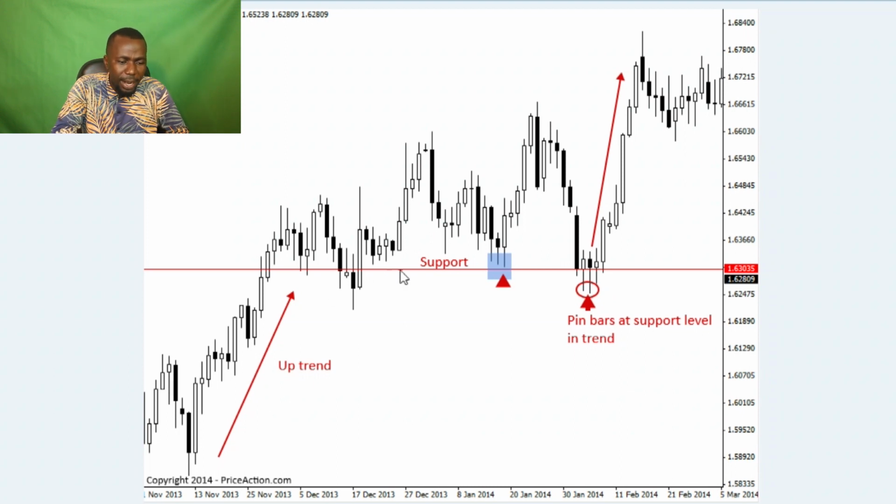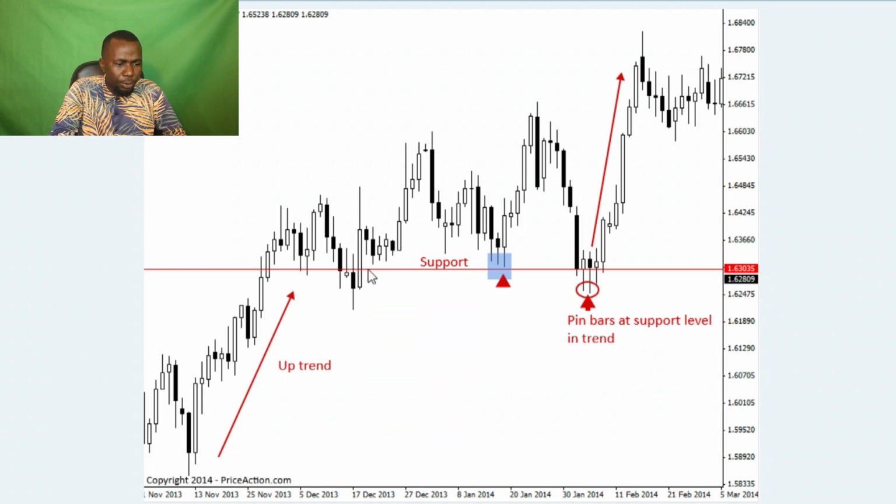So you have already mapped out your support level and you are now waiting for the price to come back and test it. So this is where you confirm the support level and the price rallied up. And the price went up, then came back here and tested your support level, and then went up again. So now that the price went up, it confirms to you that this support level is holding the price, right?